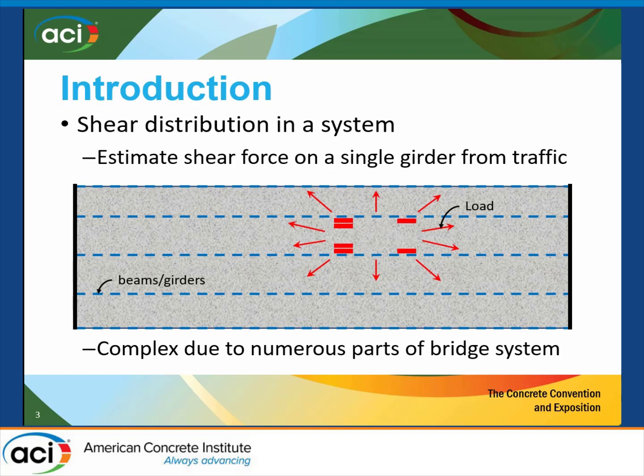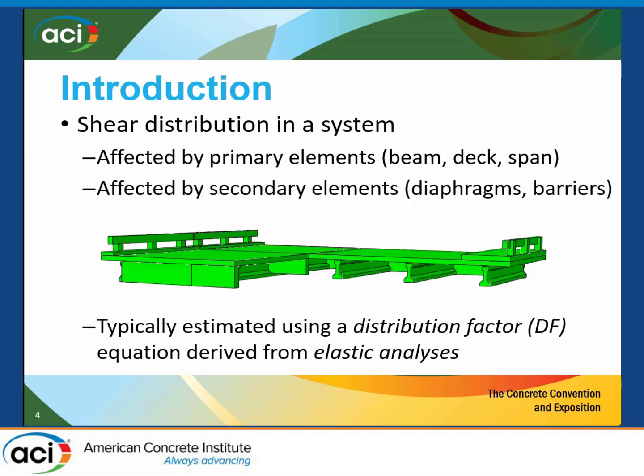But this is a complex problem, as you can imagine, because a bridge isn't just beams and a deck and a truck. There's numerous parts to the system. So it can be affected by a lot of things. This talk will focus on a few and the overall behavior, but it can be affected by primary elements, such as obviously the beams, the deck, the span length and the deck thickness, but also secondary elements, so things like intermediate or end diaphragms, which we'll talk about today, or traffic barriers.